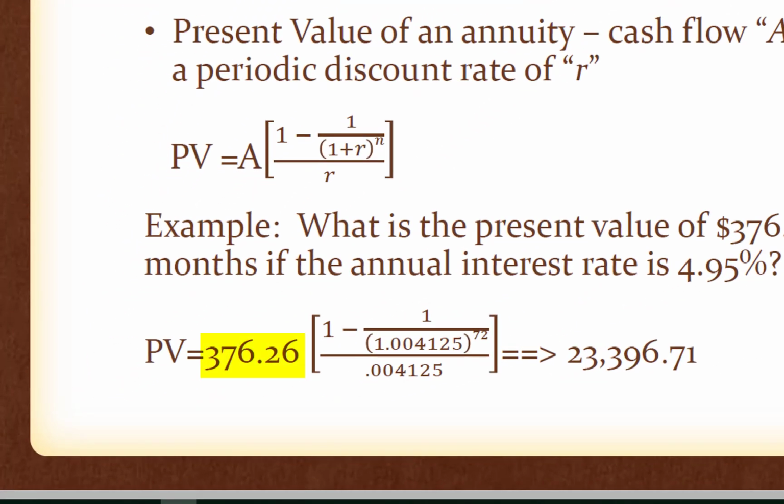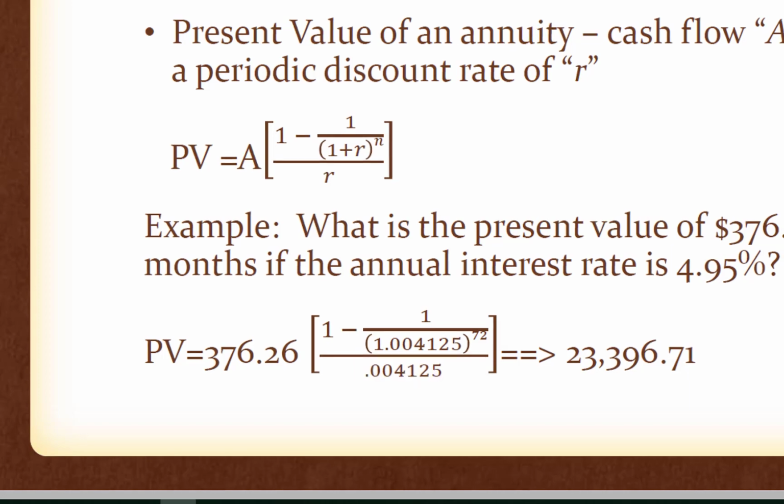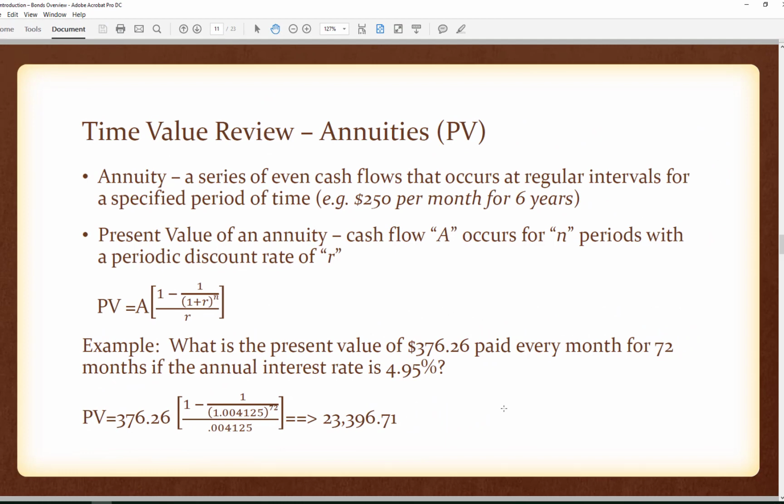We got 376.26 for the A, 1 minus 1 over 1 plus the periodic rate raised to the number of periods. So I've adjusted the 4.95. I divide that by 12, and I would get this 0.004125. I plug all that stuff in and get an answer of 23,396.71. So this might be an example of I'm borrowing 23,000 and change to buy my new car, and I've got a 4.95% APR from my credit union. I'm going to pay this off over 6 years. My monthly payments would be $376.26.